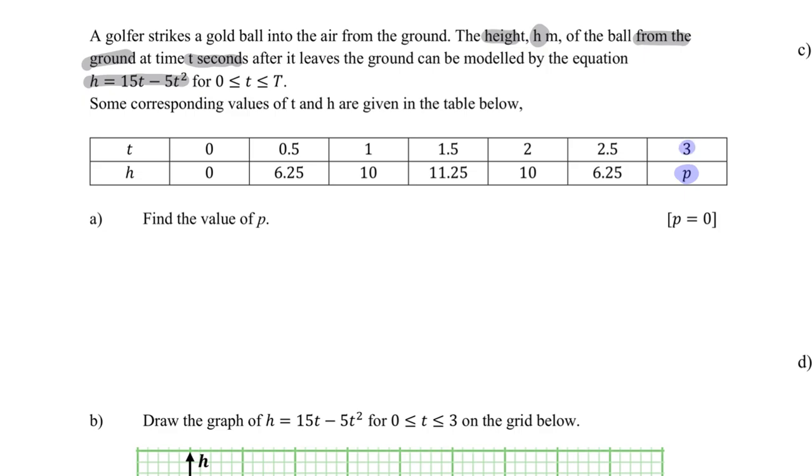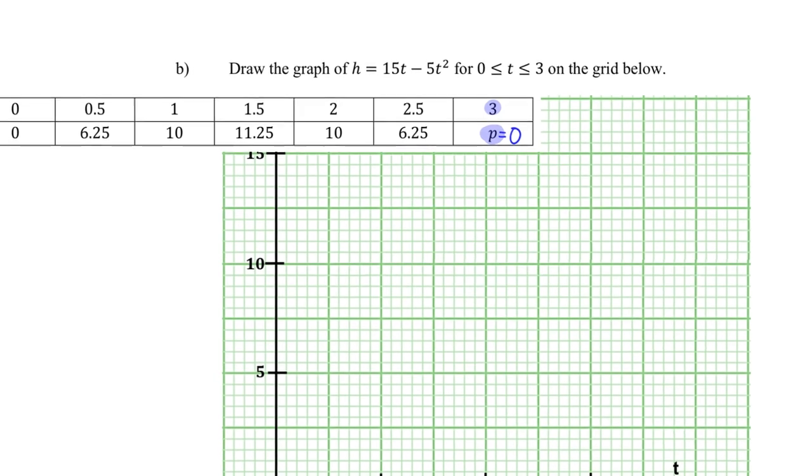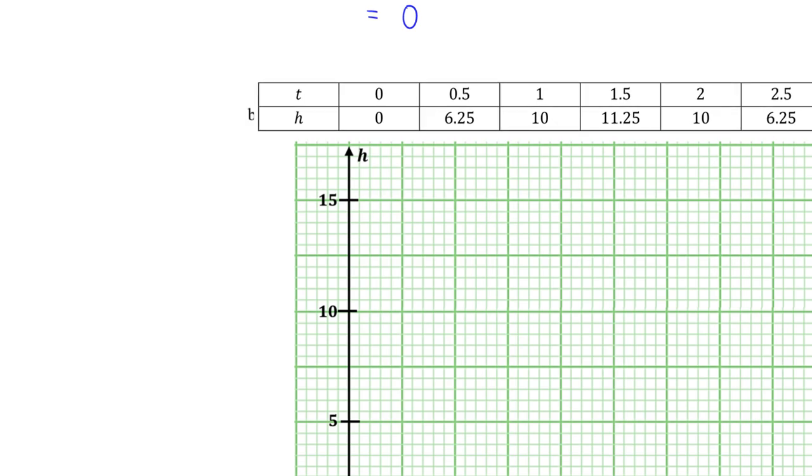The value of P happens when t equals 3, which means that P equals 15 times 3 minus 5 times 3 squared. And this will give me a value of 0. So P equals 0. Once I have that, we'll need this table for the next part, so I'm going to just put it here. Little easier for me to refer to.